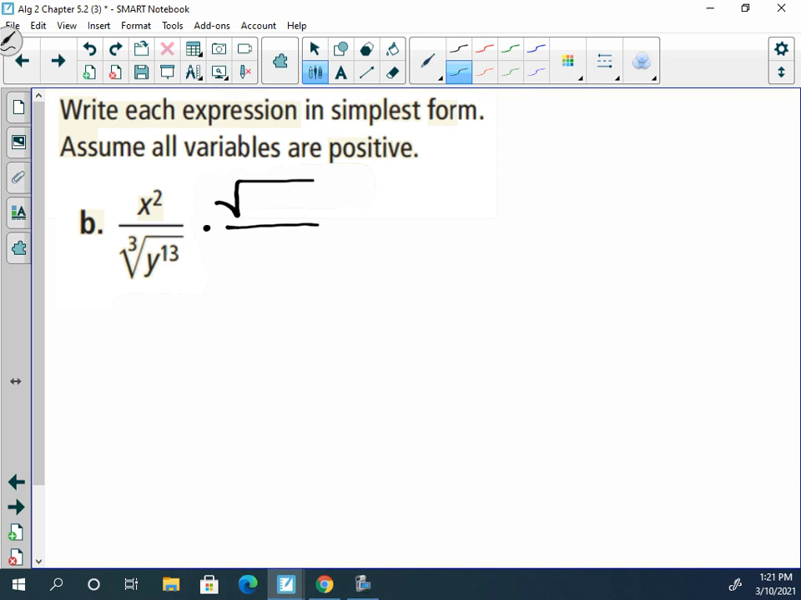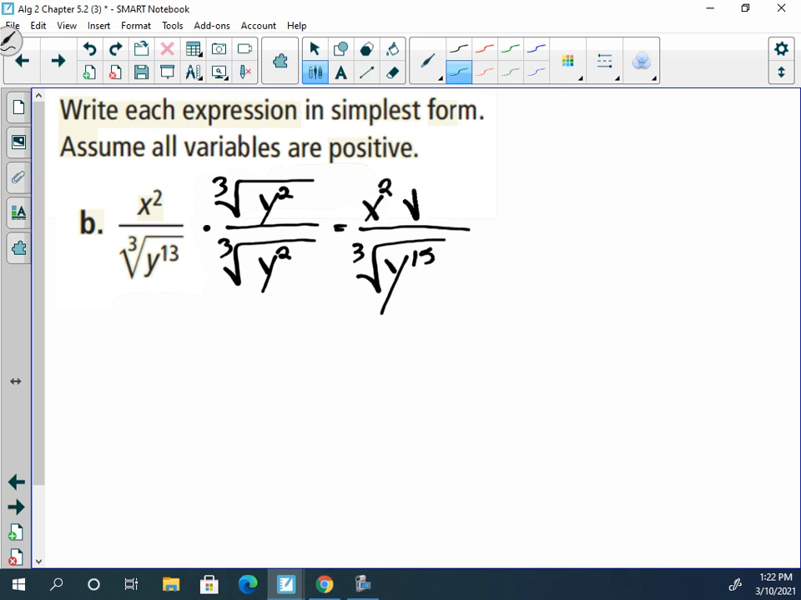So what we do is we multiply the numerator and denominator by the cubed root of y squared. Because this here will help us simplify the denominator to get the radical out of the denominator. On the denominator, we're going to have the cubed root of y to the 15th, because we have the 13th times y squared will give us y to the 15th. Now in the numerator, we're going to have x squared times the cubed root of y squared. And again, nothing in the numerator simplifies down any further than this here.